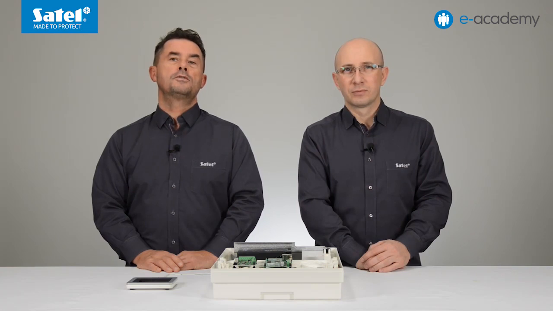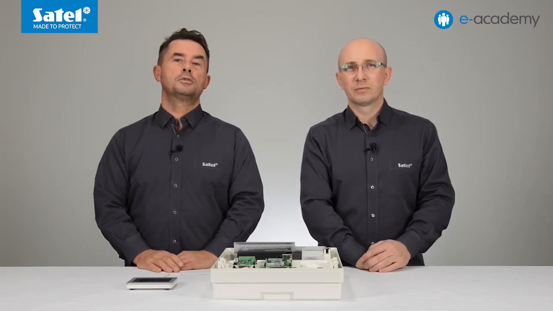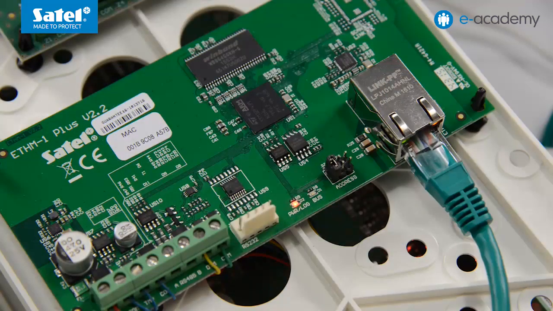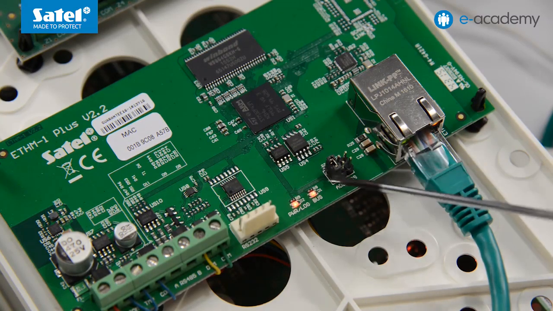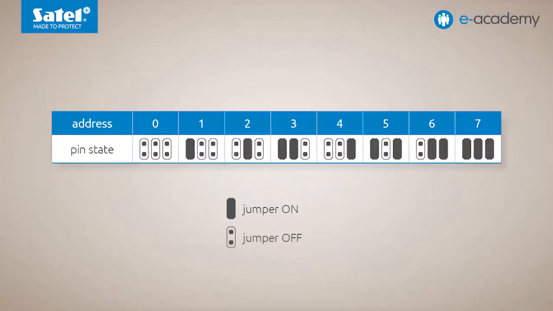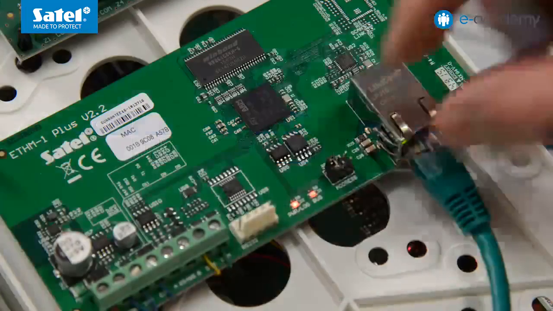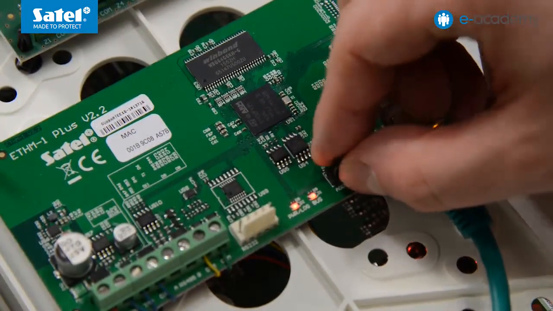Another device in which we will set the address is the ETHM-1 Plus module connected to the keypad bus. In this case, jumpers will be placed across the pins called address. How to place the jumpers to set a specific address is shown in the table below. So, if you want to set the address 2, for example, place a jumper across the second set of pins.